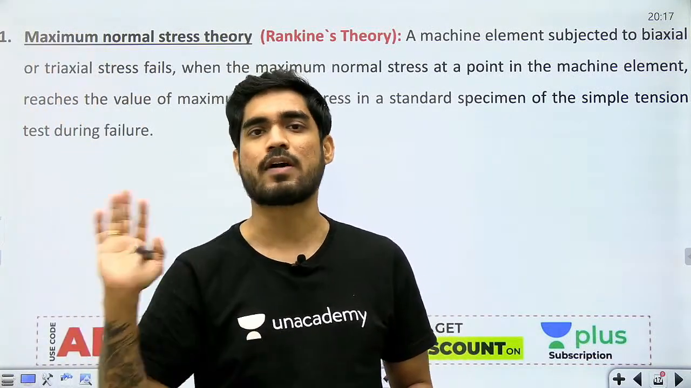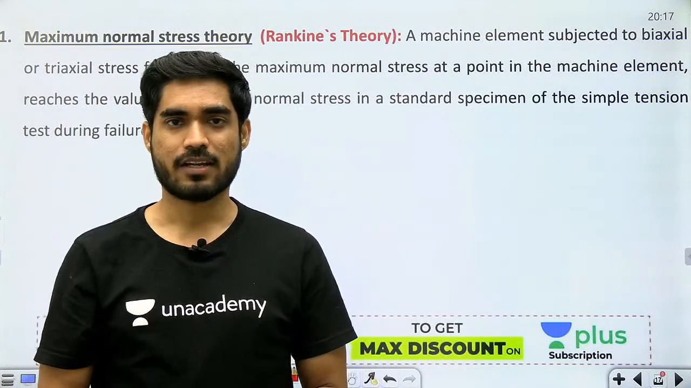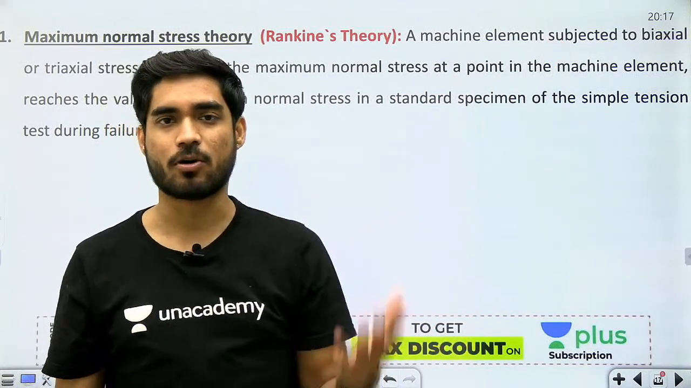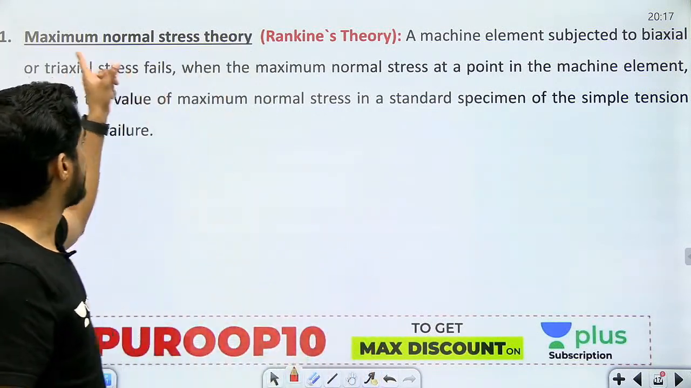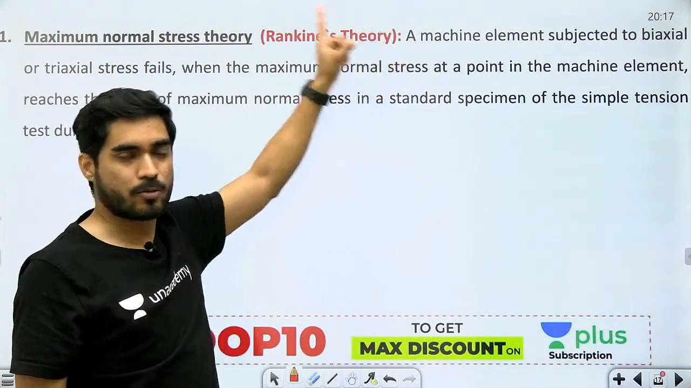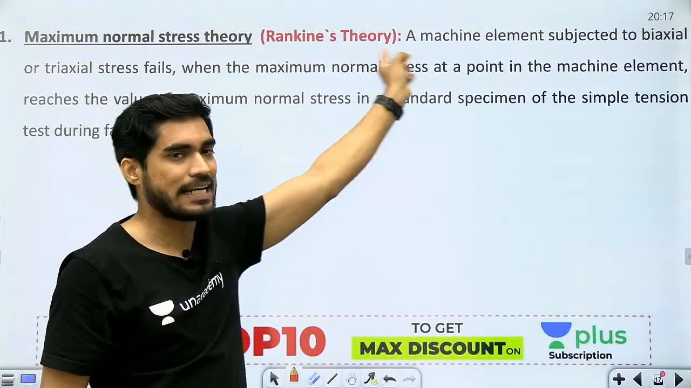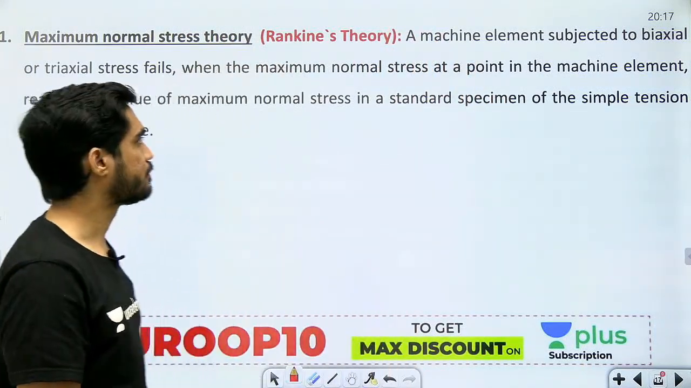Let's say they are giving you a question to solve and they are saying that use Rankines theory of failure. So if you don't know which one is Rankines theory, then you will not be able to solve the problem, right? So with every theory of failure, you need to remember this name also. So maximum normal stress theory is known as Rankines theory. Let's understand the statement first.